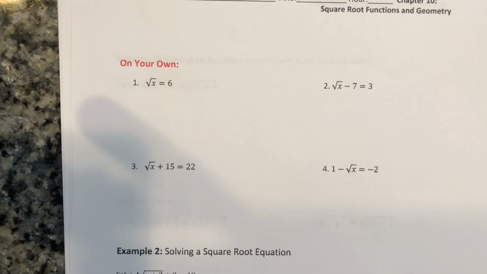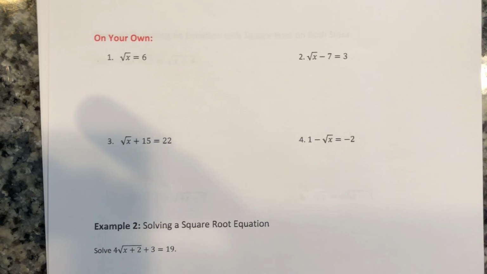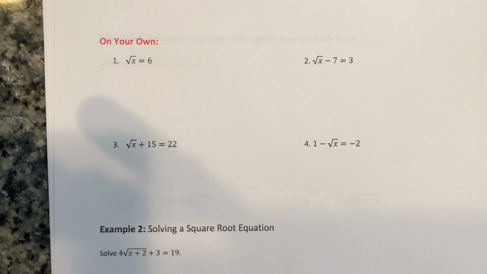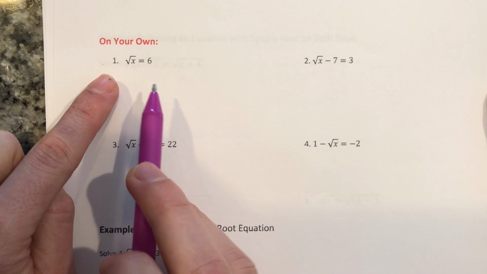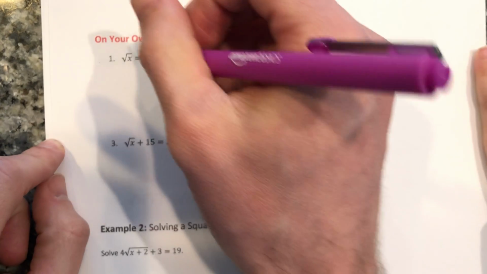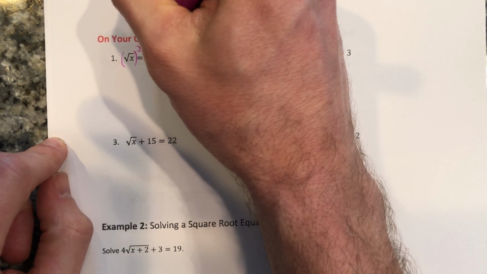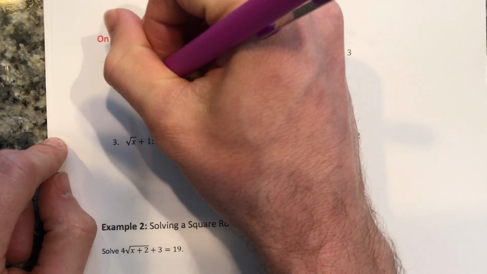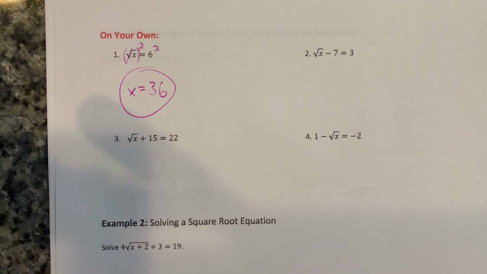All right, so here are some on your owns. We have 4. So this is where I encourage you to pause and try these on your own. But for number 1, it's already by itself, right? The square root is already by itself. So we square each side right away. So this one's quick. It's just one step. We get x equals 6 squared is 36.